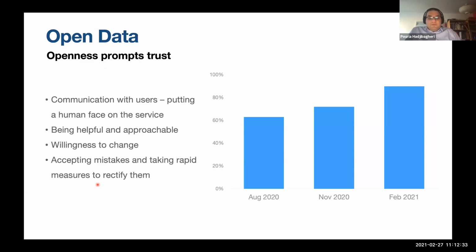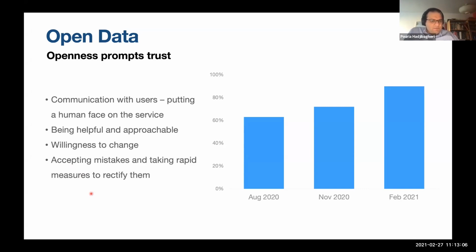However, this level of openness increases trust. So our trust level has increased quite noticeably since August. We had about 63.4%, then increased to about 78.9%. And then in our latest survey in February, we reached 91%, if I'm not mistaken. And this is not only because of openness, it's partly a result of that.